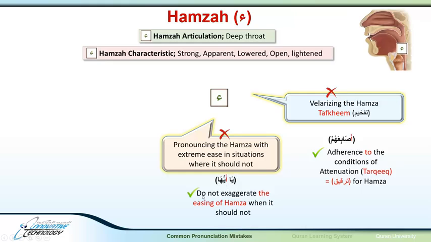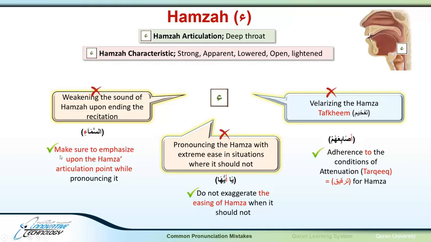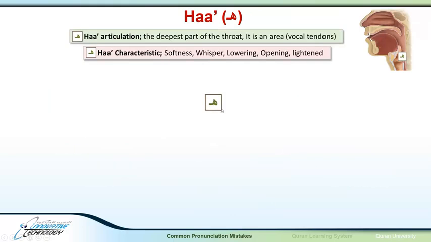Now, the lesson here is you shouldn't exaggerate the easing of the hamza where it shouldn't be. And the last mistake of the hamza is weakening its sound upon stopping at it. The example would clarify that. The example is as-sama. If I stop at the word as-sama, I don't pronounce the hamza, and I say as-sama. In that case, this is wrong. And the right way of pronouncing it is, as we hear from Sheikh Al-Husari: السماء. So the hamza should be pronounced. You need to make sure to emphasize the hamza articulation point while pronouncing it, even in the stop situation.